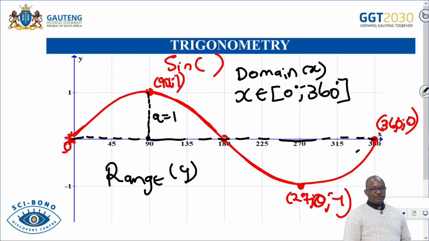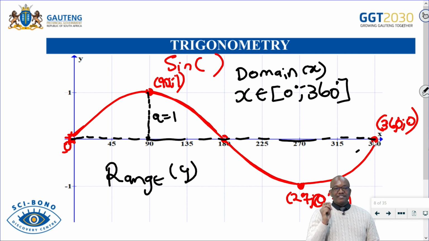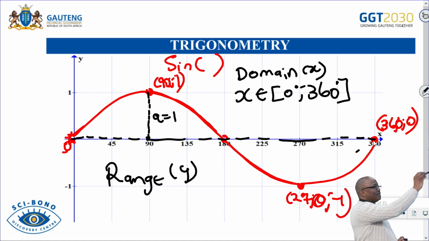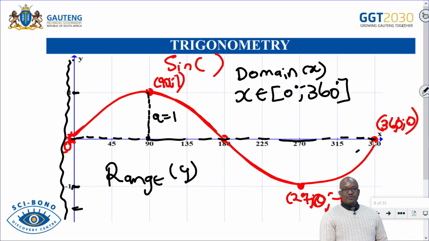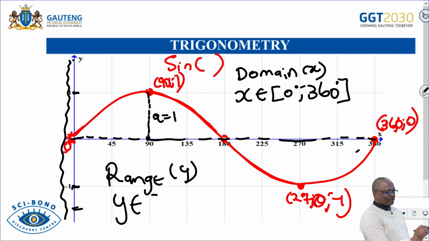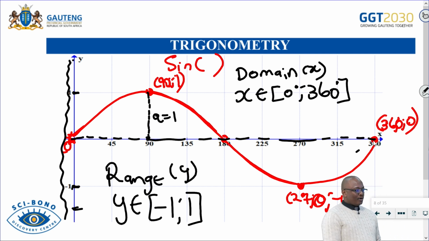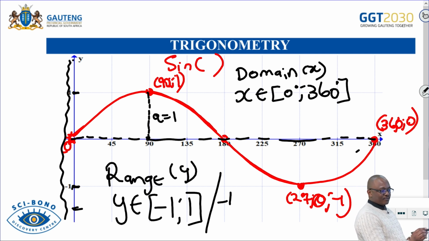Then when we have the range, we're talking about y values, where the graph is defined on the y-axis. So the y values are this line here. You can see that the graph is only defined from -1 up until +1. Below -1, the graph is not defined, and above +1, the graph is also not defined. So y is an element of [-1, 1], or someone can say -1 ≤ y ≤ 1.